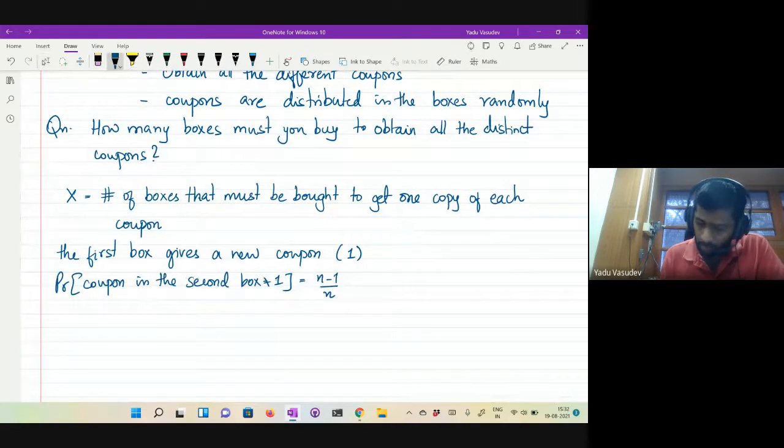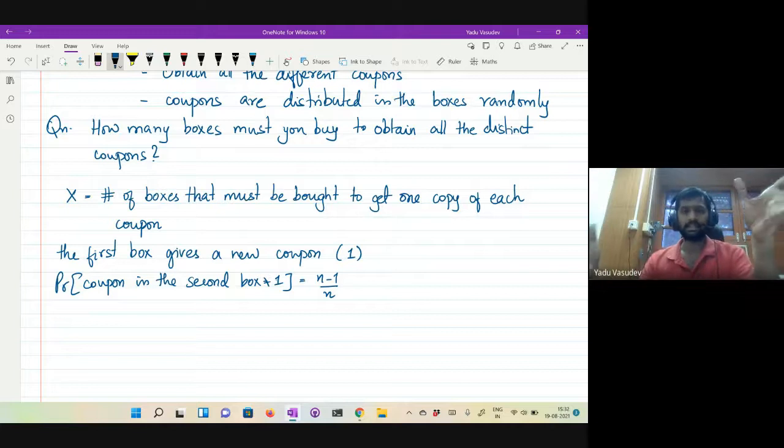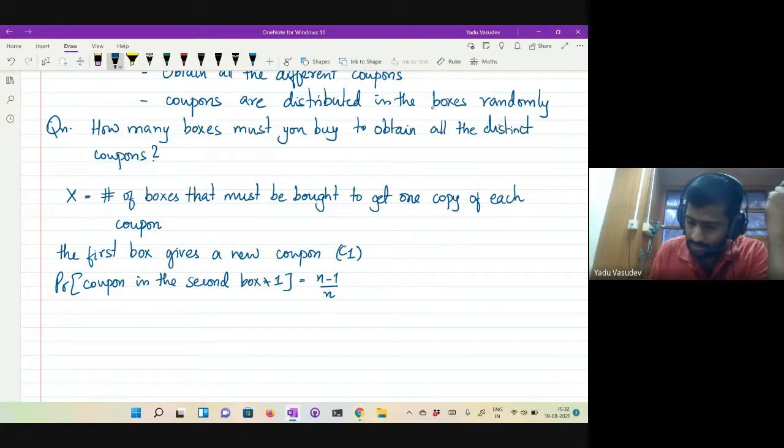Okay, so what happens? Say you picked up two coupons. Suppose you have bought some number of boxes, and you've got the first and the second coupon. The first time you buy a box, you get a coupon, call it C1. Then you keep buying until you see a coupon C2 which is different from C1. Now what is the probability that the next box that you buy is a coupon that is distinct from C1 and C2? It will be n minus 2 over n, right?